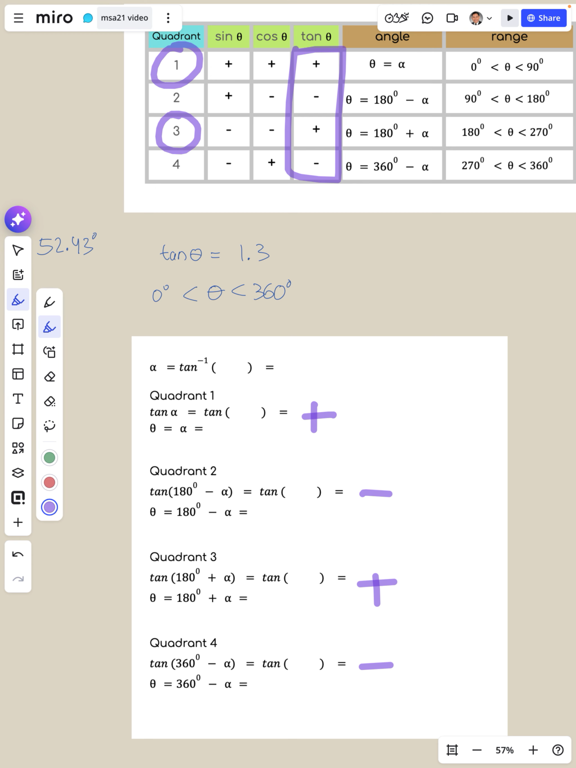And so, since tangent theta is a positive number here, what we need to do is cross out quadrant 2 and quadrant 4. We don't need to calculate for those because they will produce a negative number. Since the question mentioned that tangent theta is a positive number, it is only quadrant 1 and quadrant 3.